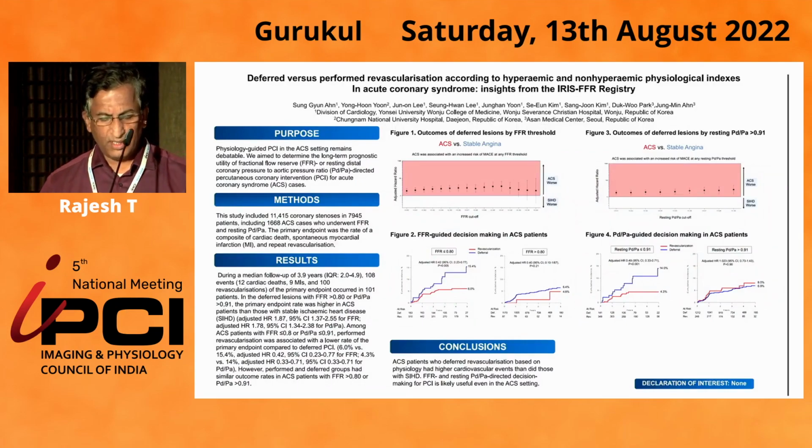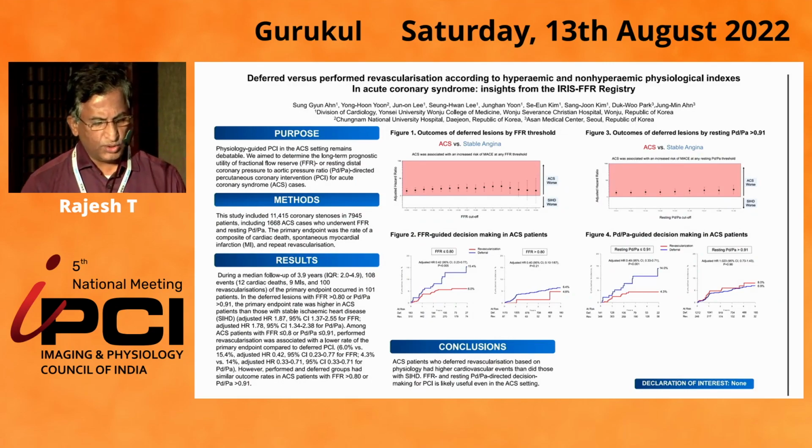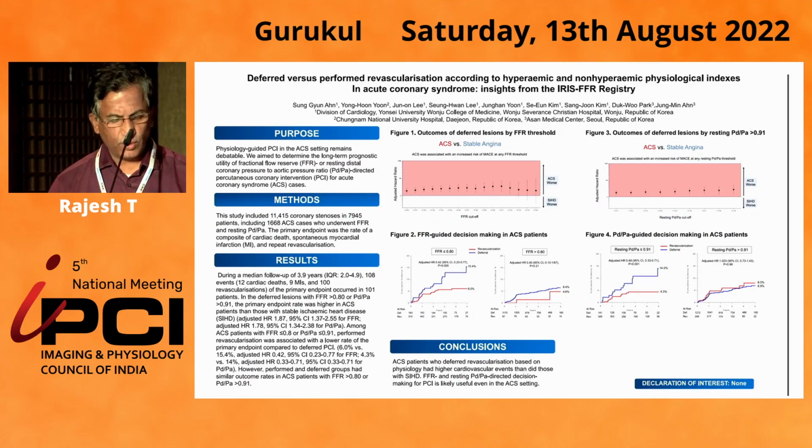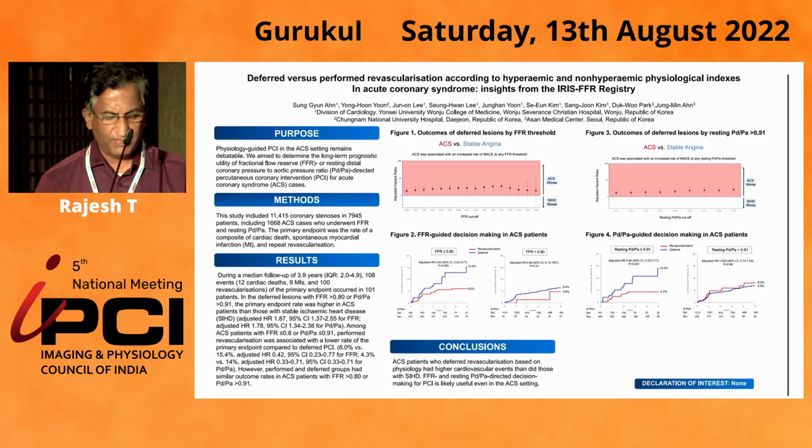This is the large Korean registry called the IRIS FFR registry. Again, it looked at around 11,400 coronary stenoses in around 8,000 patients. In the two arms, 1,600 patients had acute coronary syndrome. And what did they find? That in patients who presented with acute coronary syndrome, if you are deferring revascularization based on an FFR value, the outcomes were not as good as in patients with stable ischemic heart disease.